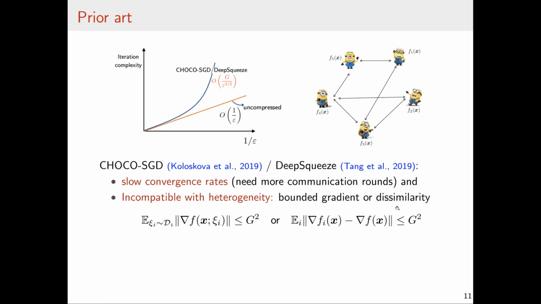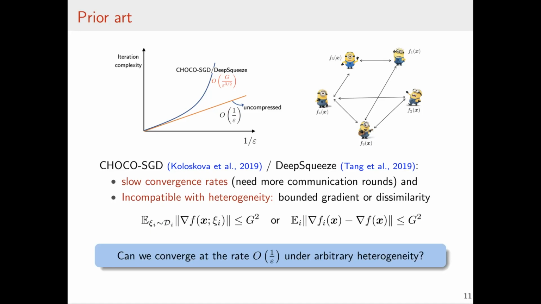Or you're going to look at so-called dissimilarity measures that look at the difference between the local gradient and the global gradient. Either way, the previous convergence rate actually scales linearly with this heterogeneity parameter G. So if you have a data set that can potentially have unbounded heterogeneity, this G can be unbounded, and you actually lose convergence guarantees for these previous algorithms. So a natural question is, can we actually converge at the rate on the order of 1 over epsilon, where we can eliminate the dependency on the heterogeneity parameter in the convergence rate? So we can ensure the algorithm can converge at a faster rate under arbitrary heterogeneity.